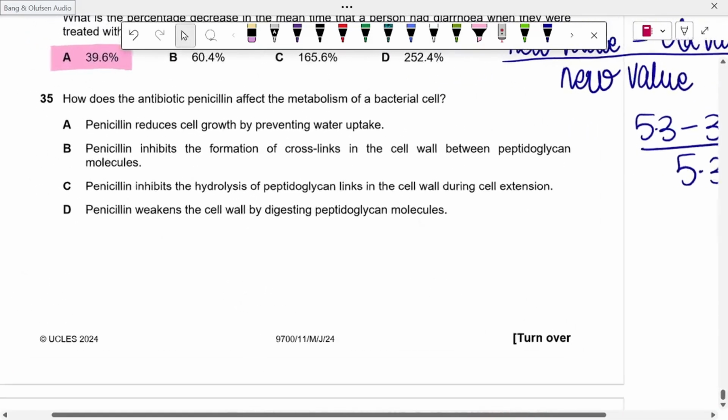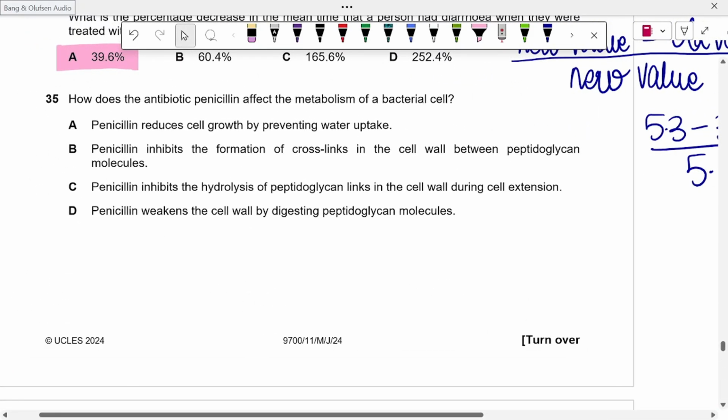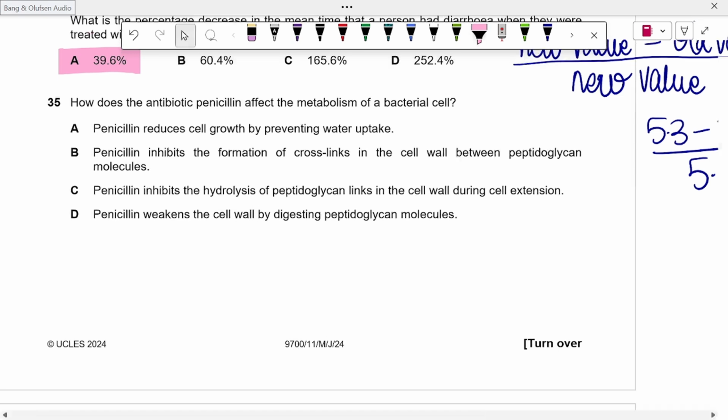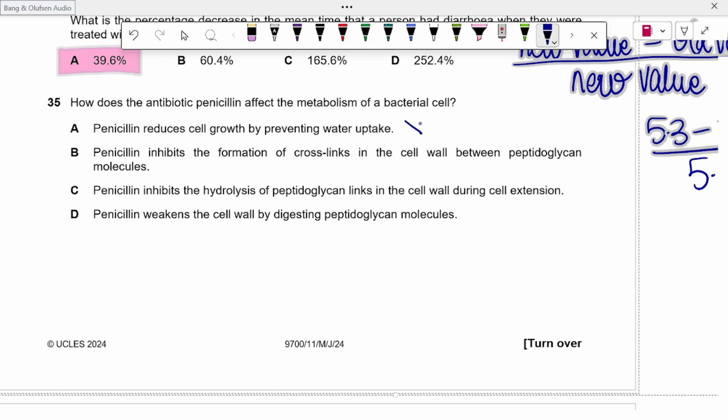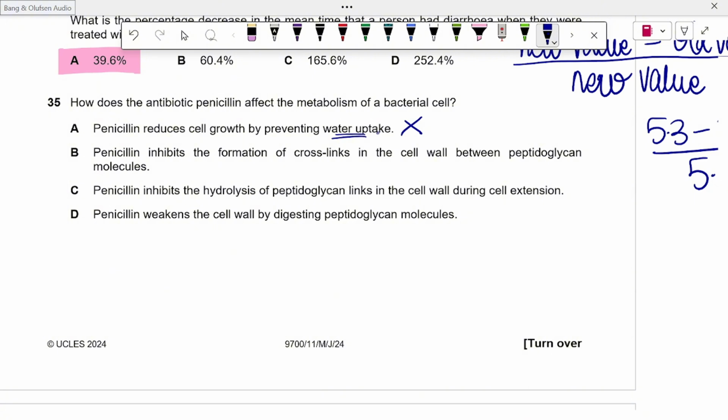बीच में क्वेश्चन 35. How does the antibiotic penicillin affect the metabolism of a bacterial cell? सो इट स्टार्ट कब एक्ट करता है? जब आपका सेल वॉल सिंथेसिस हो रहा होता है इन योर बैक्टीरिया. Penicillin reduces cell growth, this is wrong. It is not affecting the mitosis या cell growth of your bacterial cell, and it is also not affecting the water uptake. Penicillin inhibits the formation of cross-link in the cell wall between peptidoglycan molecule. This is correct. बिल्कुल सही है, सारे पॉइंट इसमें सही हैं.